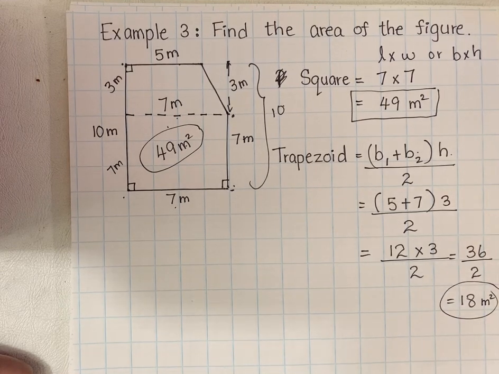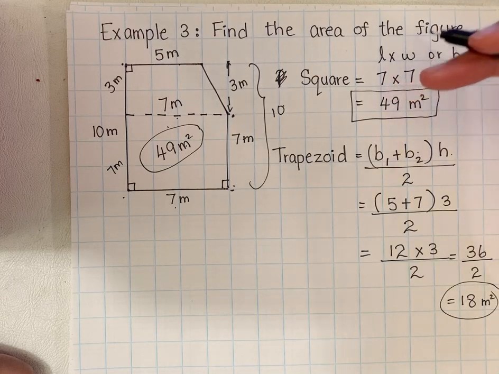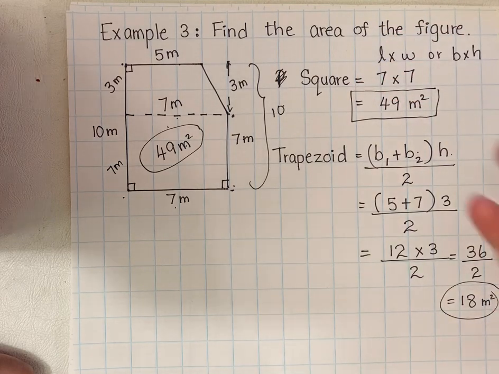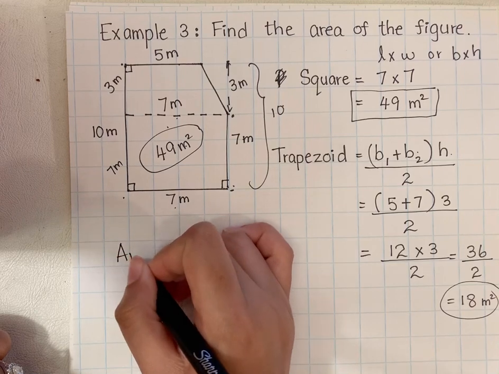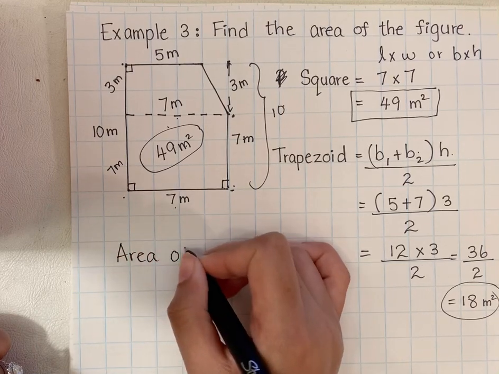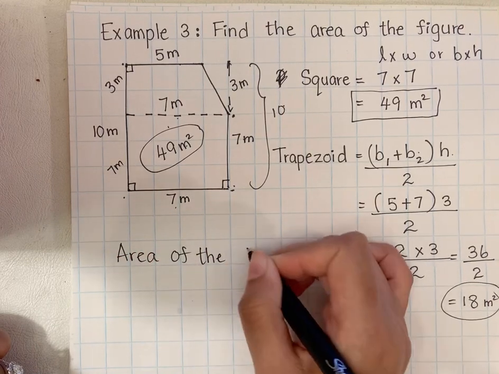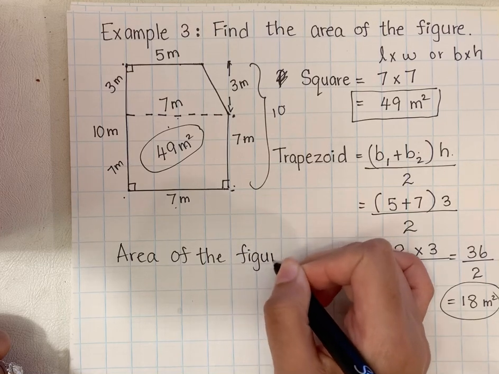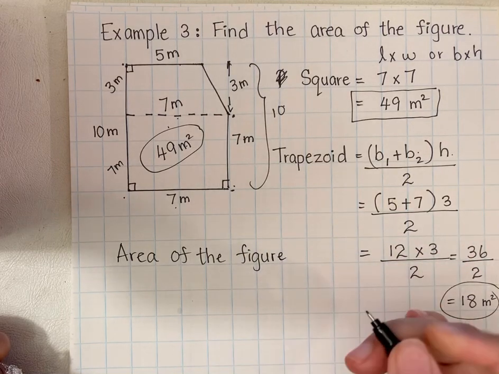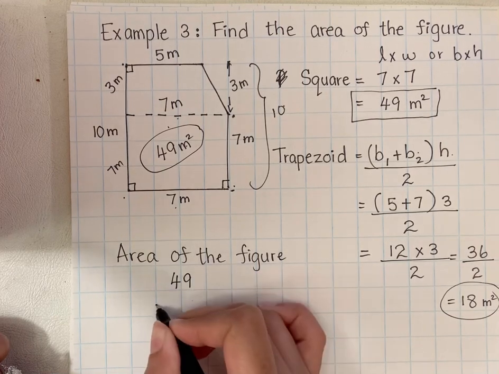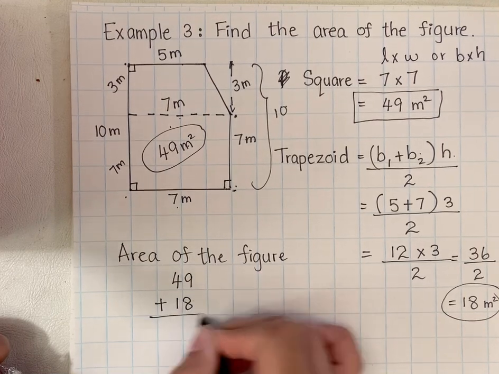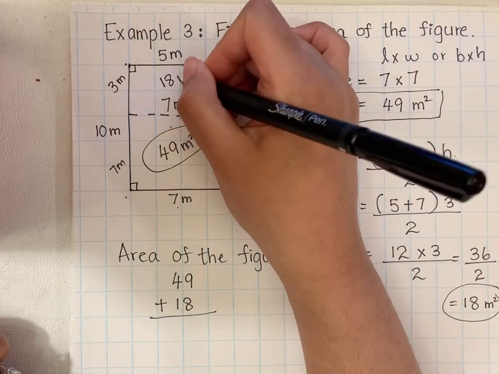Again, I'm not done because my figure is made up of a square and a trapezoid. Initially, we thought it was a rectangle, but forgive my drawing skills. So let's now find the area of the entire figure. Area of the composite figure. To find that, I have to add 49 and 18.